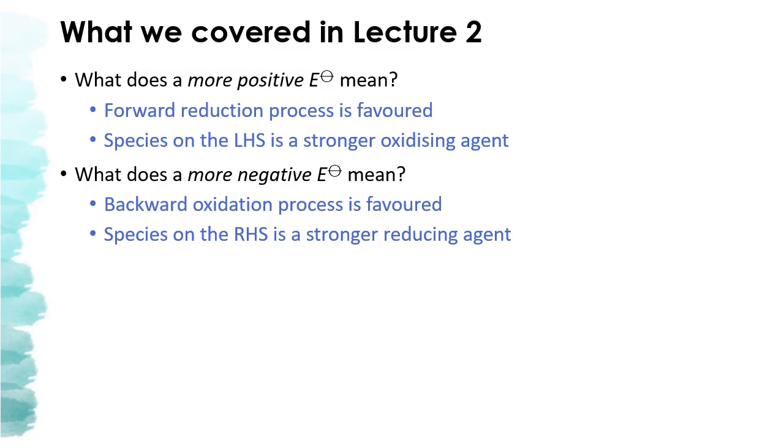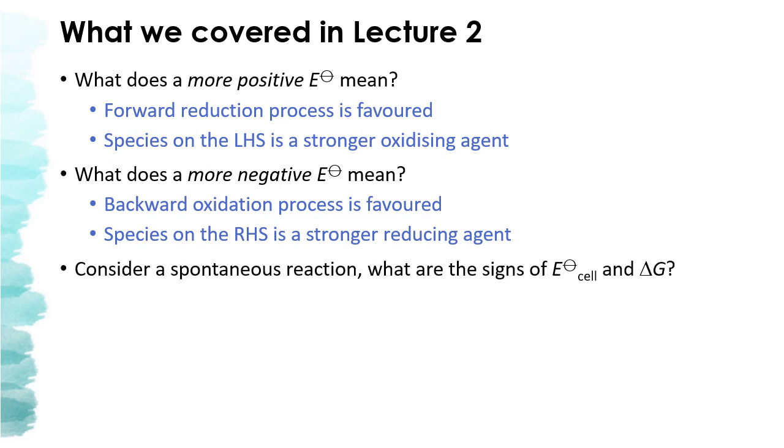So what does a more negative E naught value stand for? It means that the backward oxidation reaction will be favored. The species on the right hand side is a stronger reducing agent.